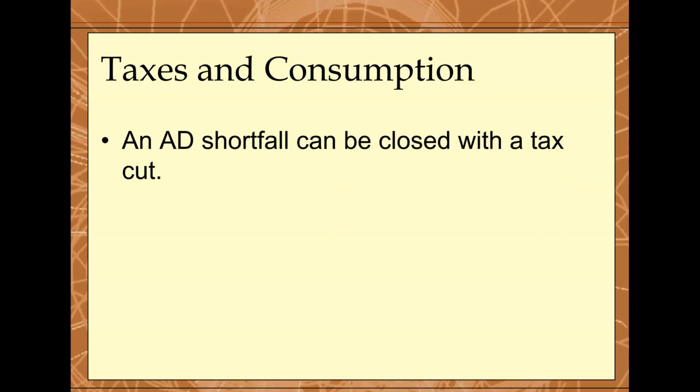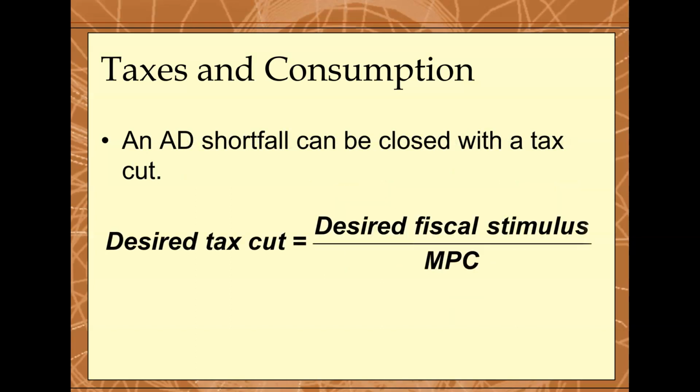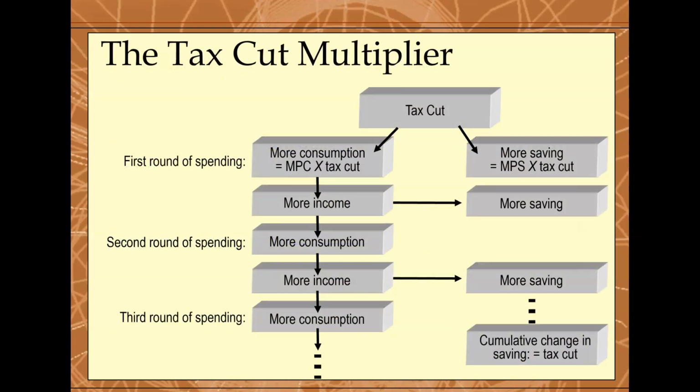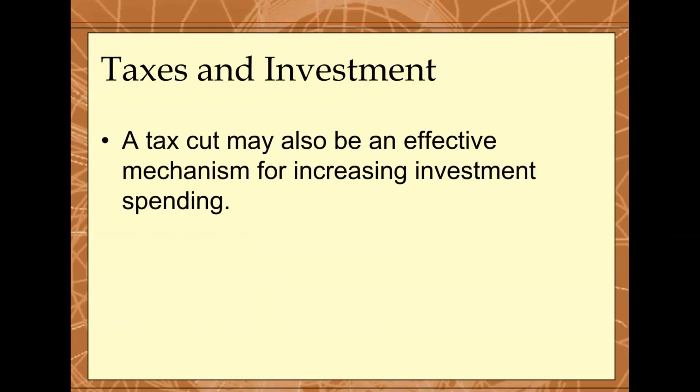So an AD shortfall can also be closed with a tax cut, right? And so you can see the government cuts taxes, but some of it is spent and some of it is saved. So a tax cut may also be an effective mechanism for increasing investment spending. So we could try to induce the business sector to spend more too by cutting business taxes.